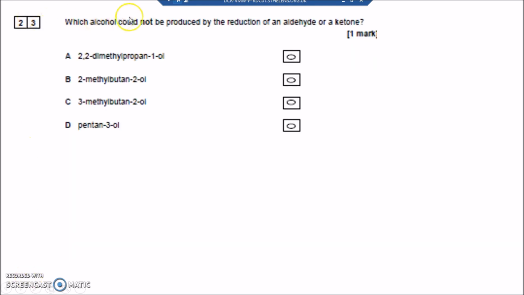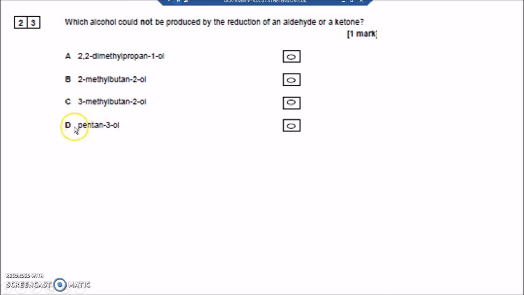Question number 23. Which alcohol could not be produced by the reduction of an aldehyde or a ketone? There's a quick way of doing this. If there's a methyl group at carbon number 2 and there's an ol group at carbon number 2, in other words, those two numbers are the same, where there's a methyl, the ol group, and there's a methyl group also at the same number. So 1-ol, is there a methyl group at number 1? No. 2-ol, is there a methyl group at carbon number 2? Yes, that cannot happen.